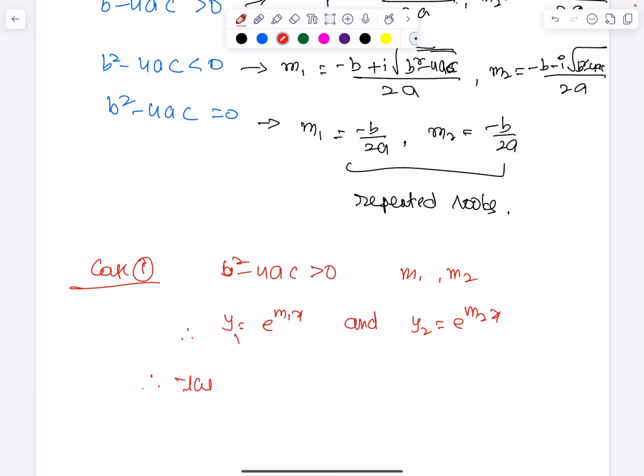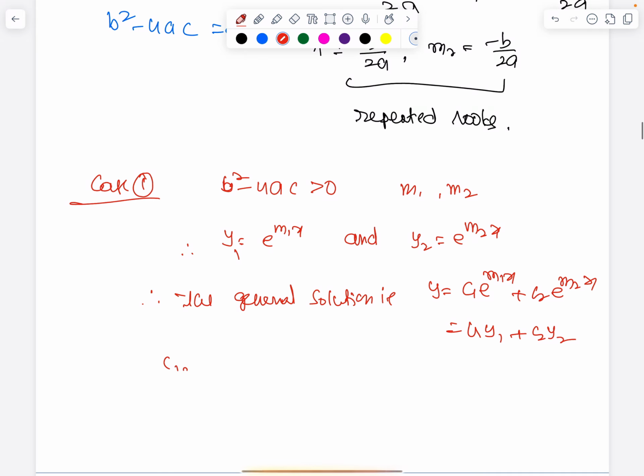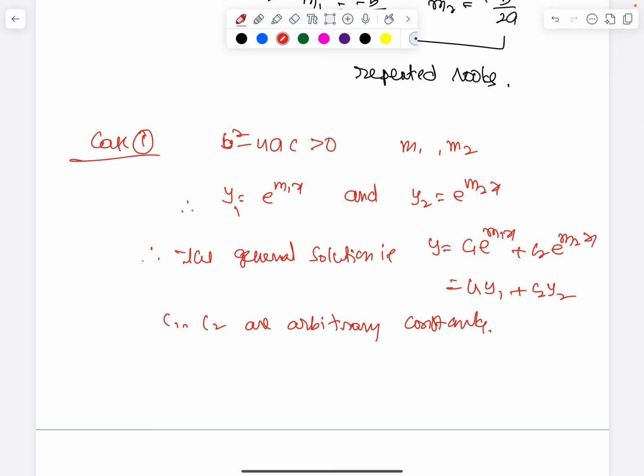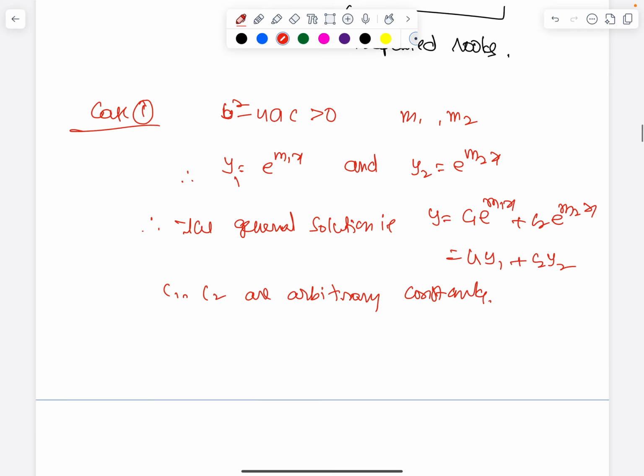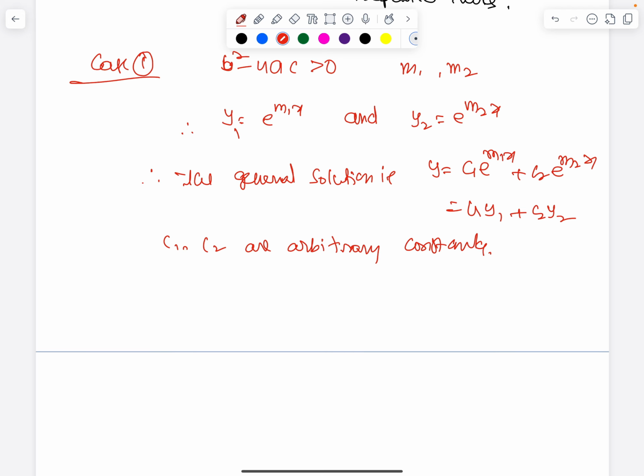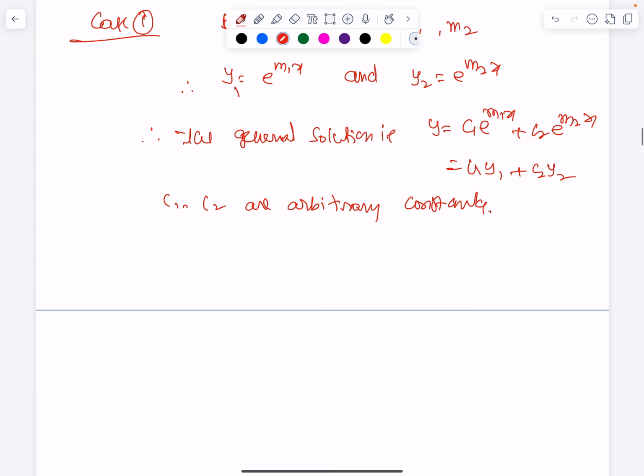Therefore the general solution is y is equal to c1 e power m1x plus c2 e power m2x. This is a combination c1 y1 plus c2 y2, where c1, c2 are arbitrary constants. By varying c1 and c2, you will be getting infinitely many solution curves. If you fix c1 and c2, you will be getting a fixed curve among all of them.